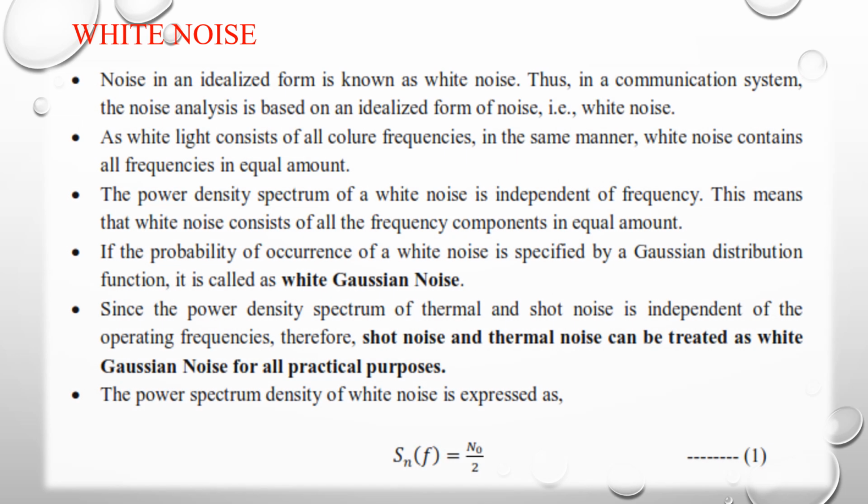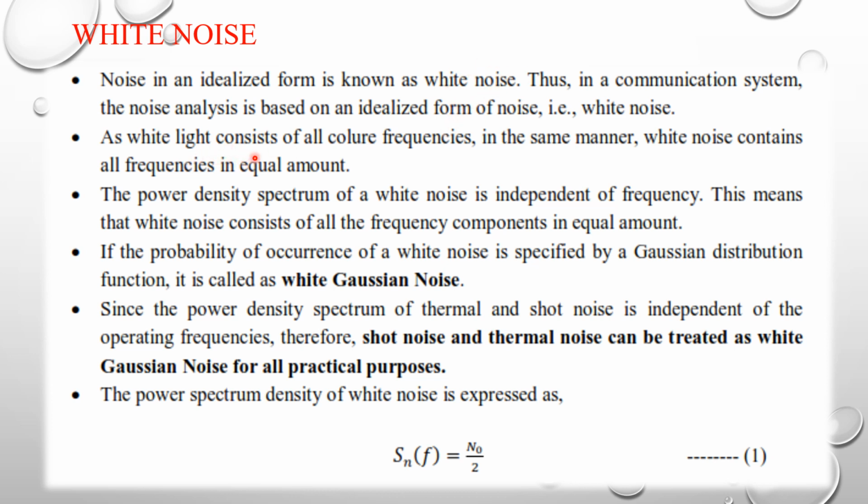White noise is one of the internal noises. The noise in an idealized form is known as white noise. Thus, in a communication system, the noise analysis is based on an idealized form of noise, that is white noise. Idealized form or continuous noise is known as white noise.